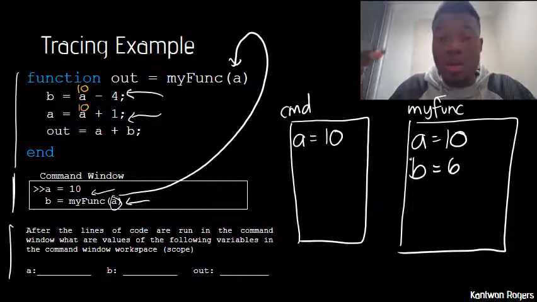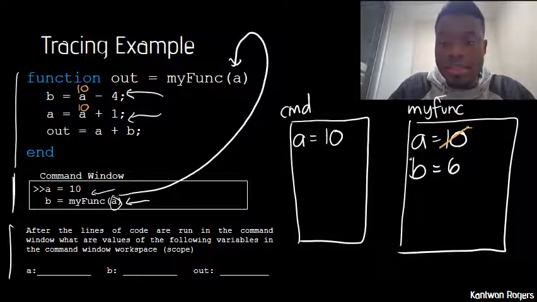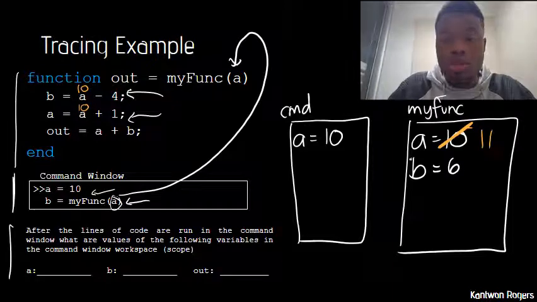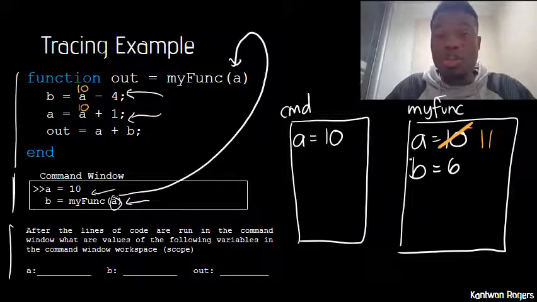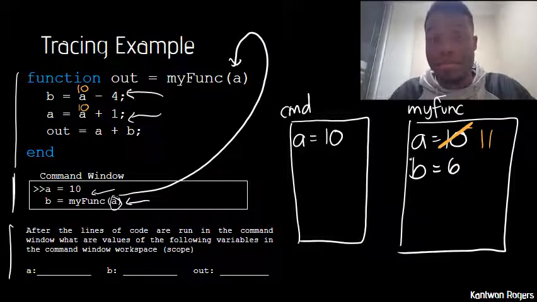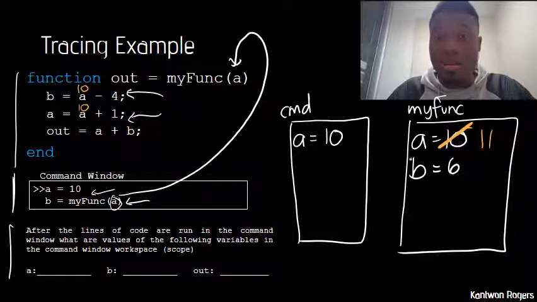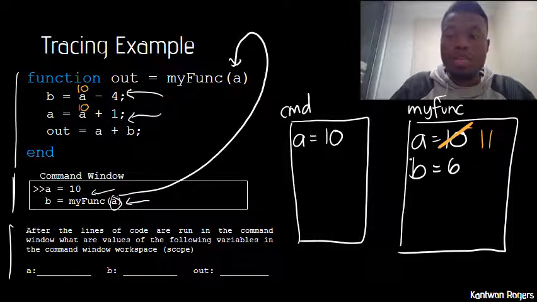Okay, so now we are only working in the function scope. So this variable a that's inside of the myfunc scope is changed to 11. Notice nothing happens to the variable a that's inside of my command window scope. Two completely different variables. They're named the same thing, but they're two separate entities. So let's move on.